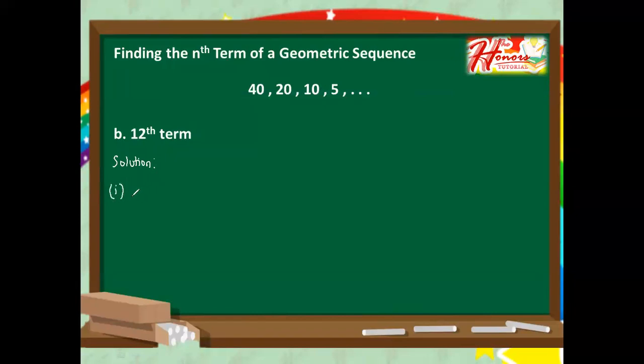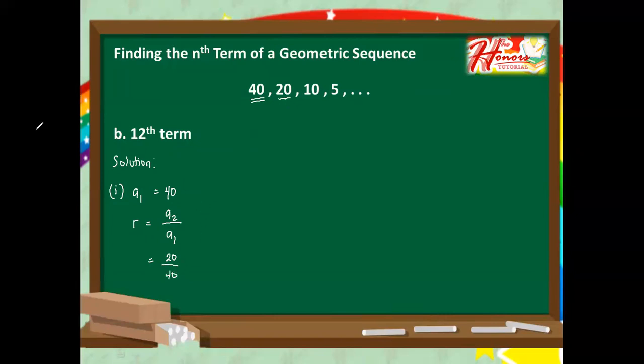Step 1, please identify what is A sub 1. A sub 1 is the first term, so that is 40. And then it is very important for us to identify the ratio. So R is equal to, the formula is A sub 2 over A sub 1. A sub 2 here is our second term, so that's 20. So we have here 20 over the first term, that's 40.